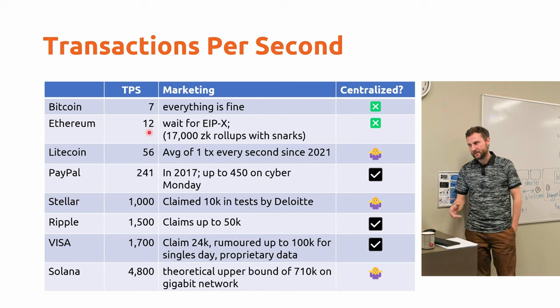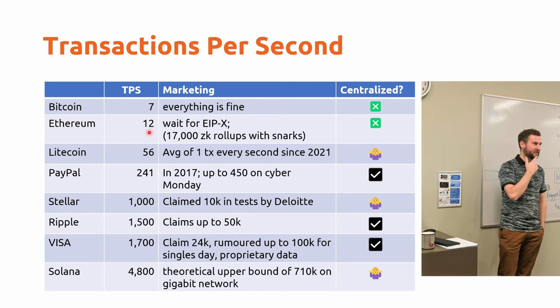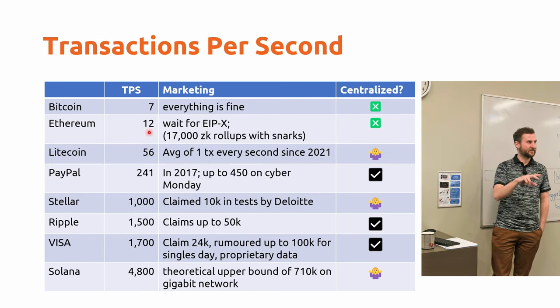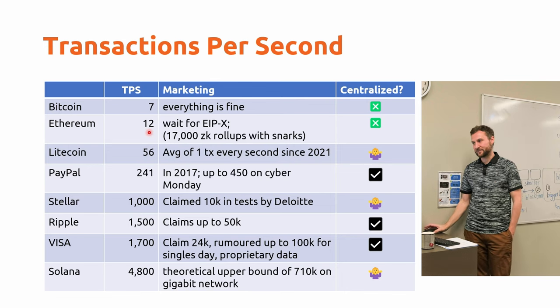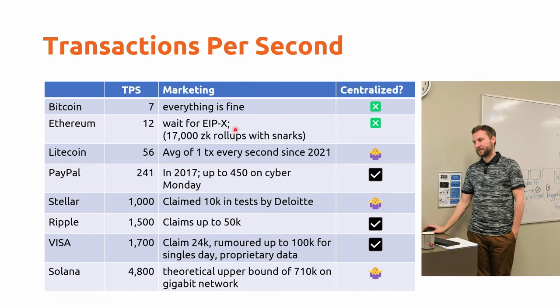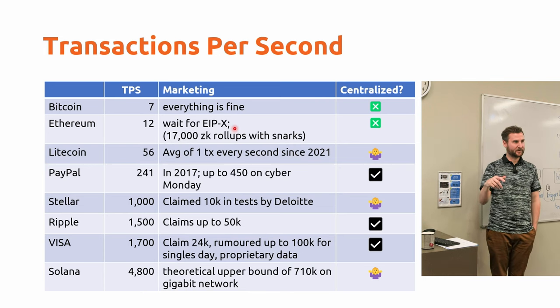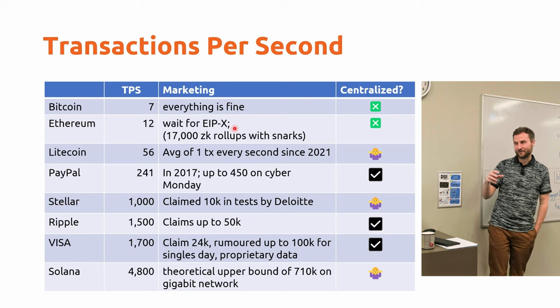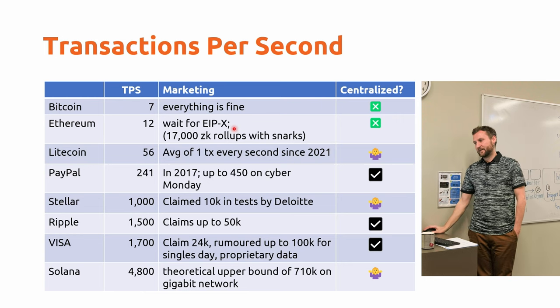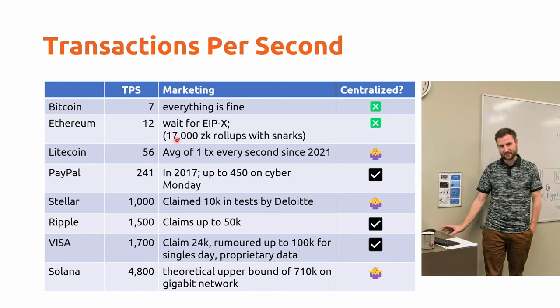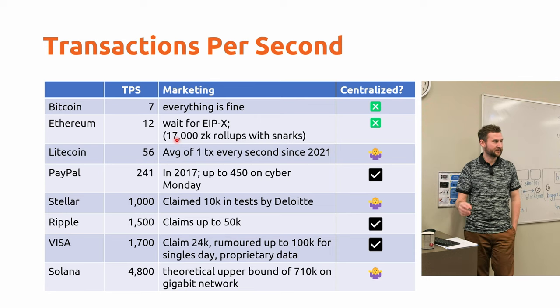So Ethereum, even though they had that huge upgrade last year to switch to proof of stake, they're still rocking 12 TPS, transactions per second. The marketing says, wait for this next EIP. That's an Ethereum improvement proposal. So it's always wait for the next thing that we've got in the pipeline. And there's some claims they're gonna get to 17,000 with a couple of these upgrades. Again, I say Ethereum is not centralized. There are plenty of people out there that say that Ethereum is centralized, so that's subjective.